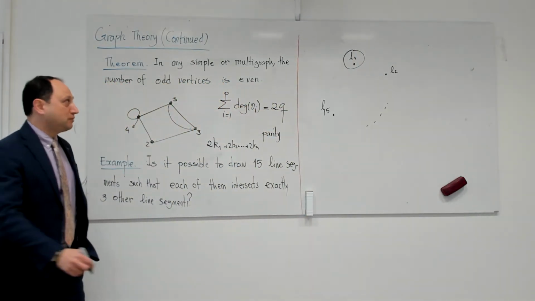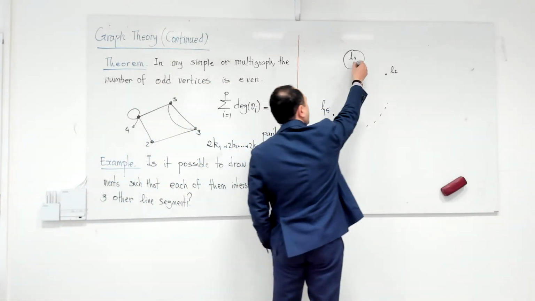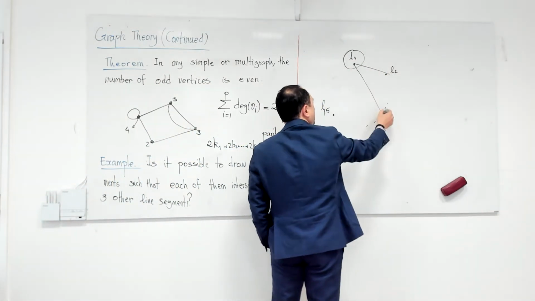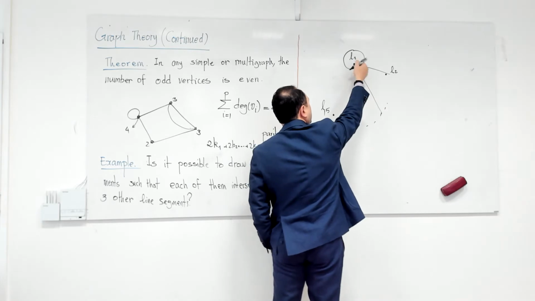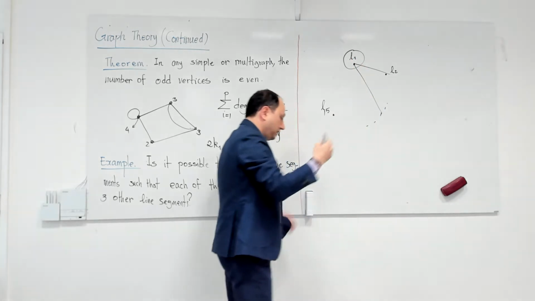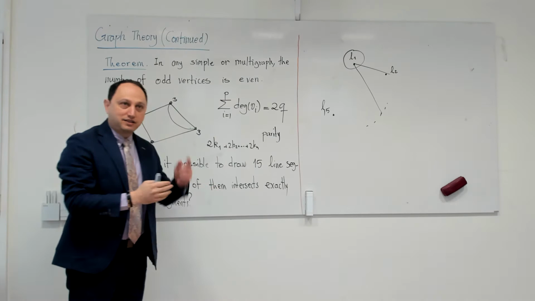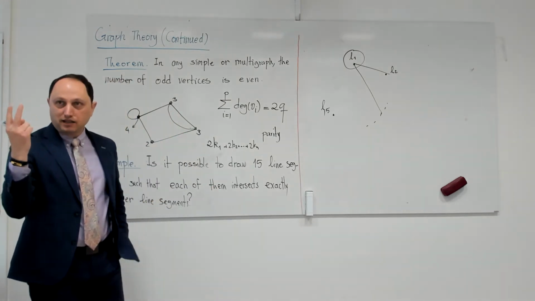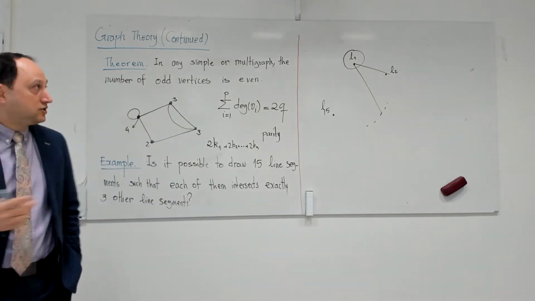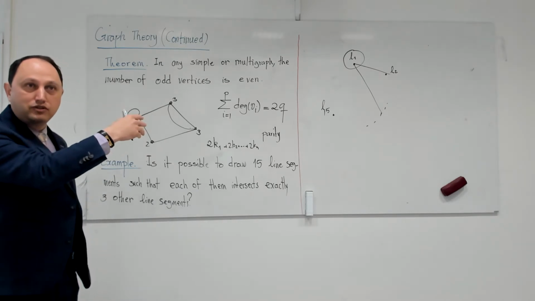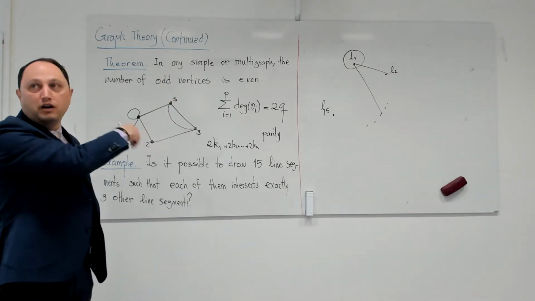For example, if you see that there are some edges coming out from here and then one here and nothing here. So when you say the degree of L1 is 2, what do you understand in the picture? You understand that L1 is intersecting exactly 2 of them. Yes? So the degree here means the number of intersections that L1 makes with other lines.